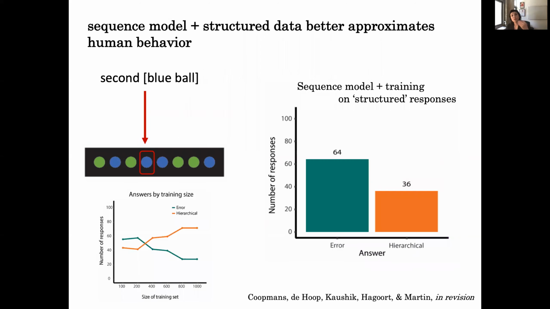But when you add responses to the training data that are based on hierarchical structure knowledge to the routine of the model, the sequence model could then learn to give responses that over time became more similar to human behavior, right?